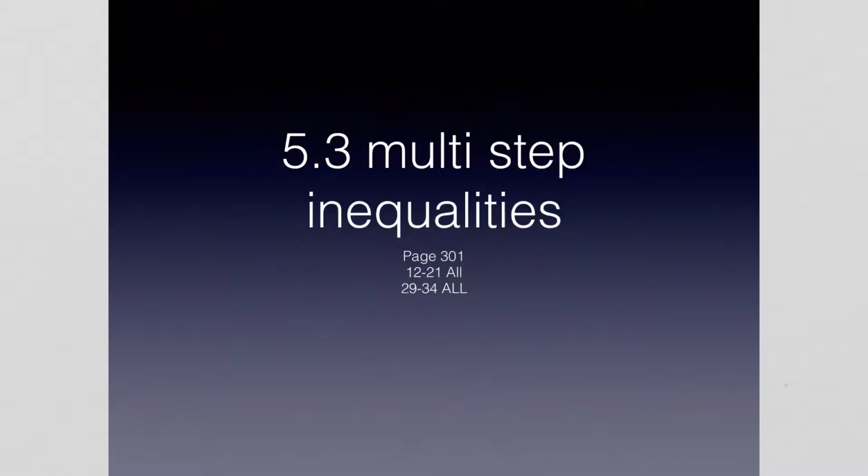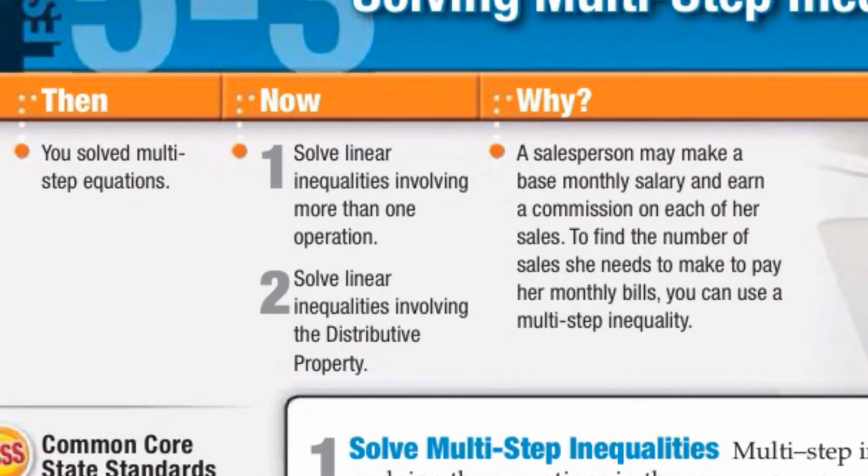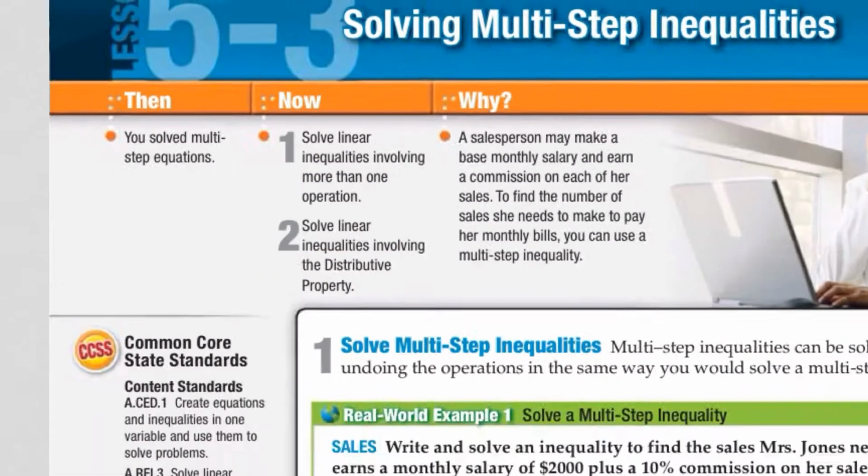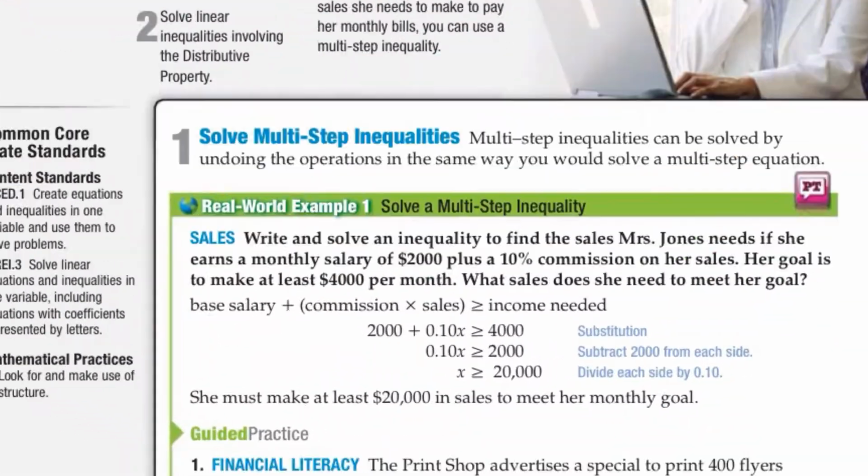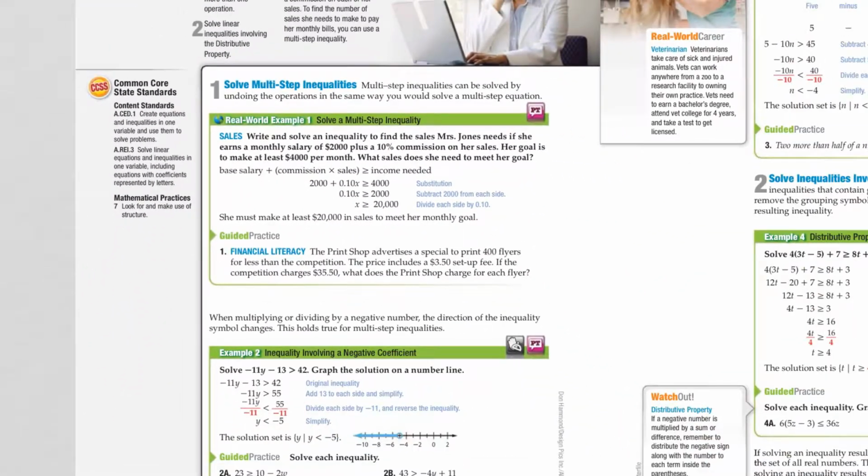All right, so this one right here is now we're combining everything. Before, we did addition and subtraction, multiplication, division. Now it's going to be all four together. So we're going to solve linear inequalities involving more than one operation. Solve linear inequalities involving the distributive property. Remember distributive property? I call it the duck, duck, goose one.